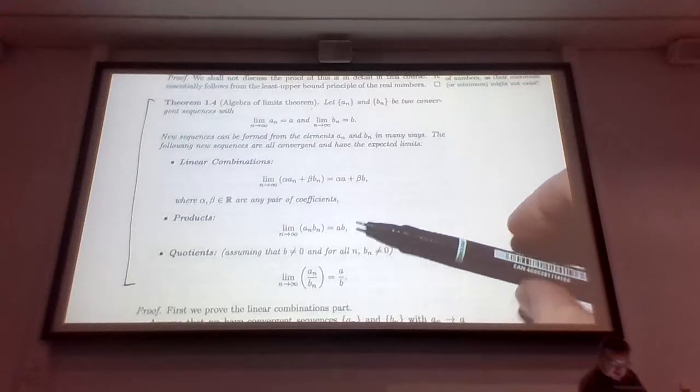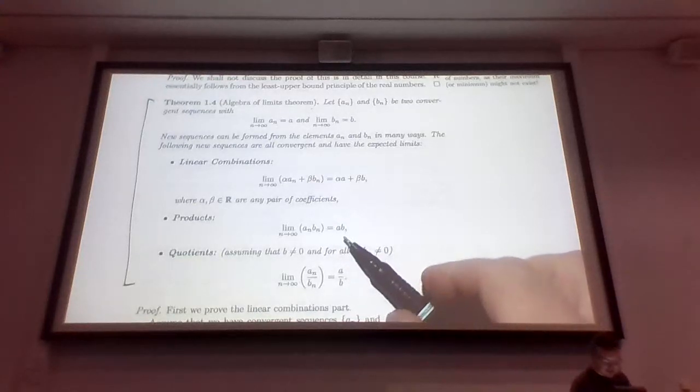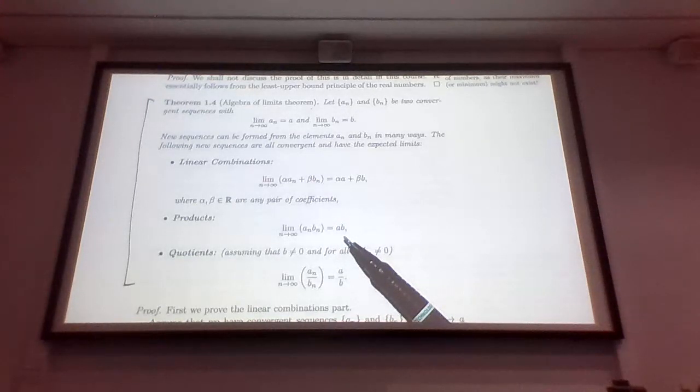The second one is about products. In the round bracket there is a new sequence whose nth element is an multiplied by bn, the corresponding elements from the two sequences. This property says the limit of this new sequence is the product of the two limits. Very nicely, very intuitively, unsurprisingly, but just because something is unsurprising or seems to fit with our intuitions, we shouldn't go believing it just because of that. Okay? We need rigorous proof for these mathematical properties.